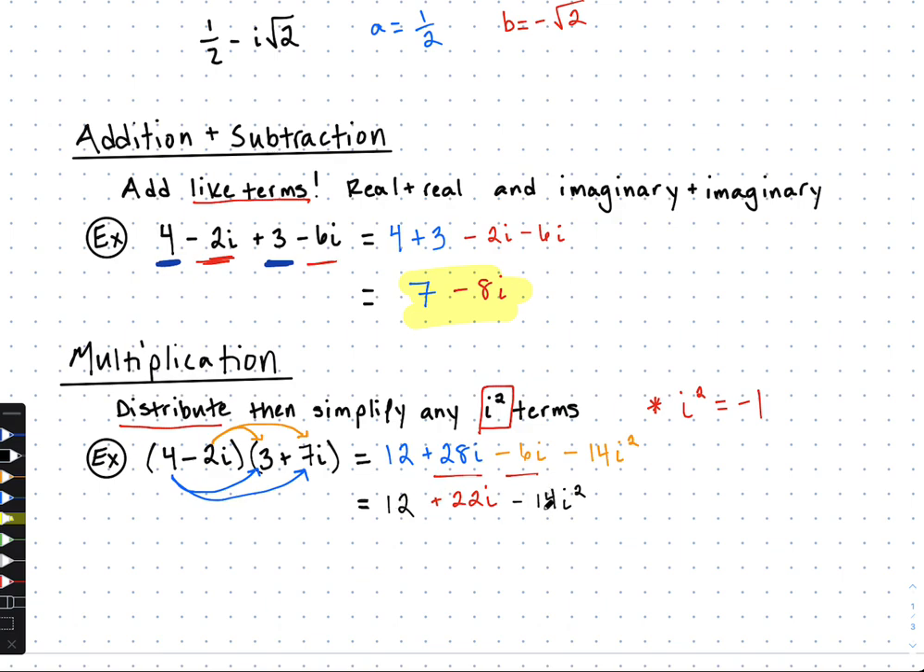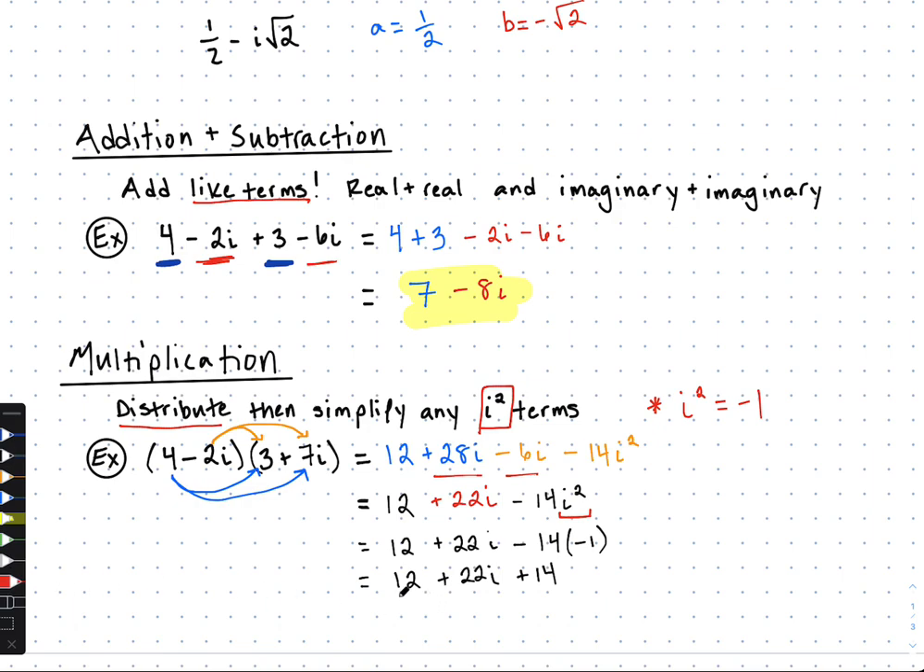So now I've combined all my like terms, except I haven't simplified my I squared. So I've got this I squared over here that I need to deal with. And so I'm going to rewrite this again as 12 plus 22I. And instead of negative 14 times I squared, I've got negative 14, and instead of I squared, I'll replace it with negative 1 because I squared equals negative 1. And if I keep simplifying, this is 12 plus 22I, and this becomes a plus 14 because a negative times a negative is a positive.